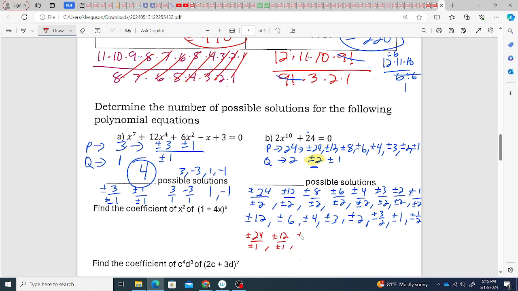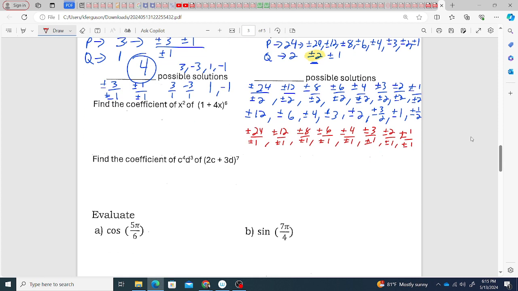I'm going to have plus or minus 8 over plus or minus 1. Plus or minus 6 over plus or minus 1. Plus or minus 4 over plus or minus 1. Plus or minus 3 over plus or minus 1. Plus or minus 2 over plus or minus 1. And plus or minus 1 over plus or minus 1.